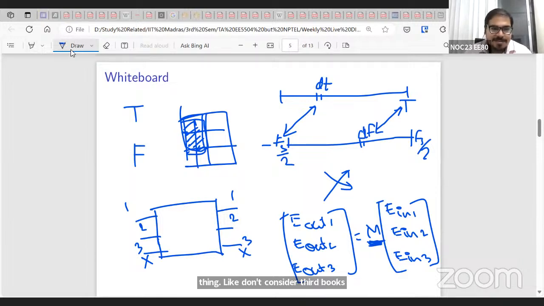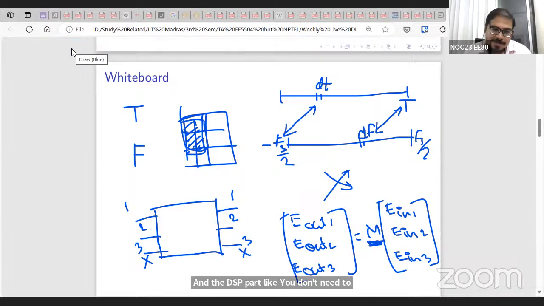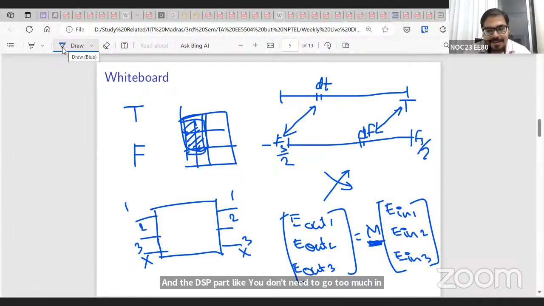Otherwise, the assignment is just asking you to do some hand calculations so that you understand what is happening in the course. And the DSP part, you don't need to go too much in depth. Just understand the gist.